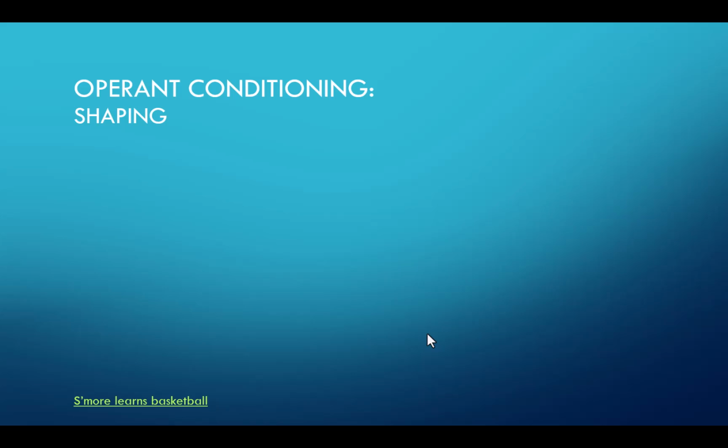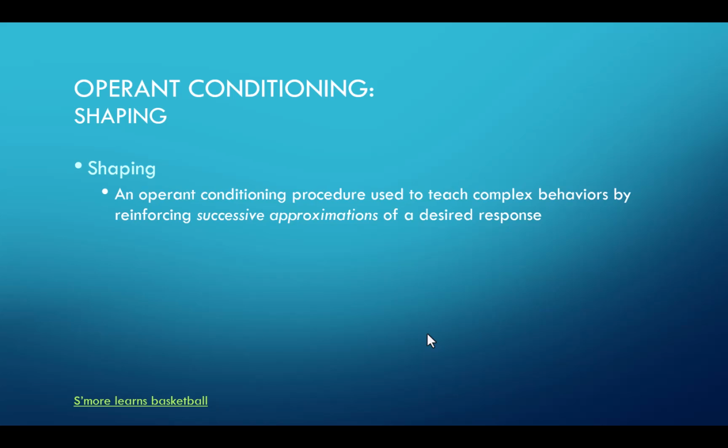Now let's talk about shaping. So shaping is a technique that uses operant conditioning methods to teach complex behaviors by reinforcing what are called successive approximations of a desired behavior. These might be tasks like getting an animal to do tricks. When you go to SeaWorld and you see that dolphin jump 16 feet in the air and touch their nose to a ball, that didn't just happen.